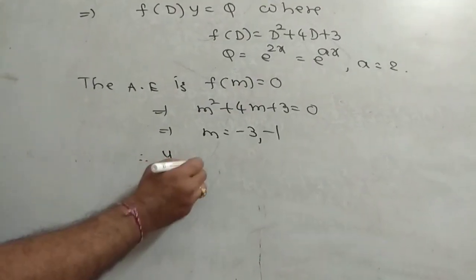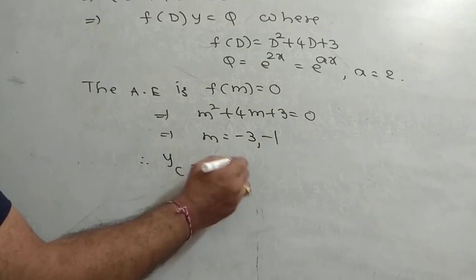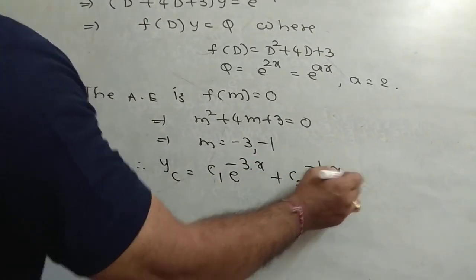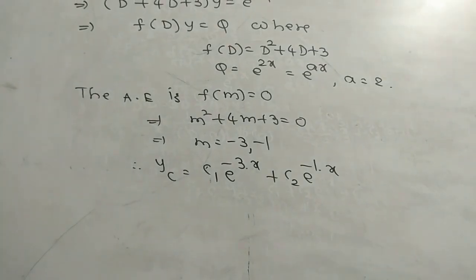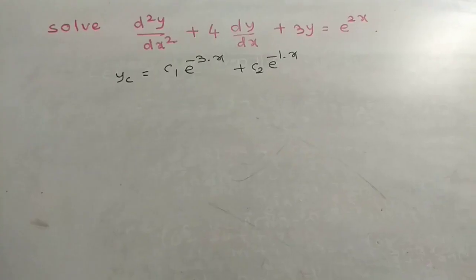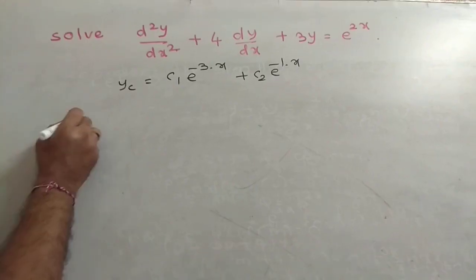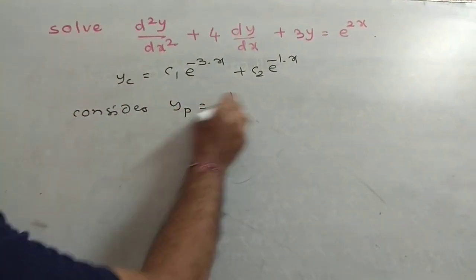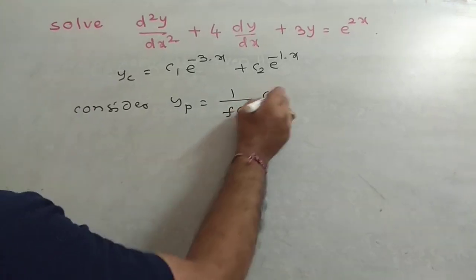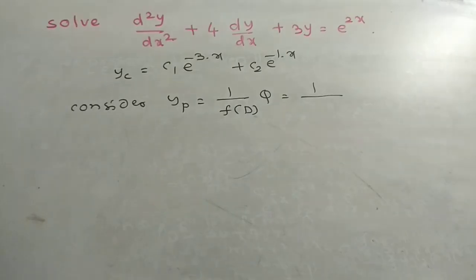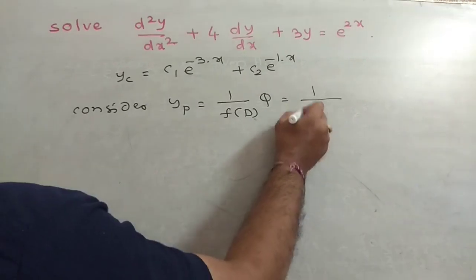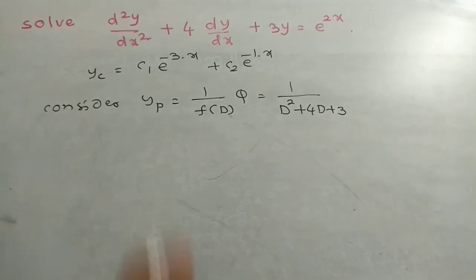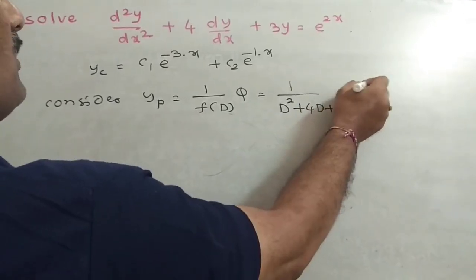Therefore you can write yc equal to c1 e to the power of minus 3x plus c2 e to the power of minus 1 into x. So this is your yc. Now to get your yp, as per the procedure, yp equals 1 divided by f of D of q. What is your f of D? You can write D square plus 4D plus 3, and q means your right side, e power 2x.